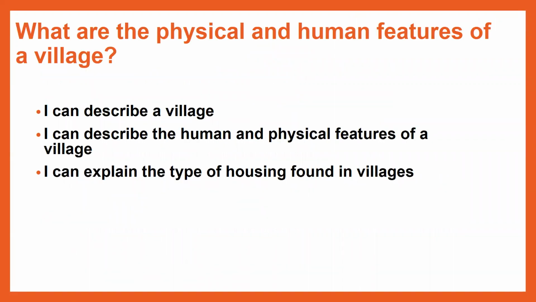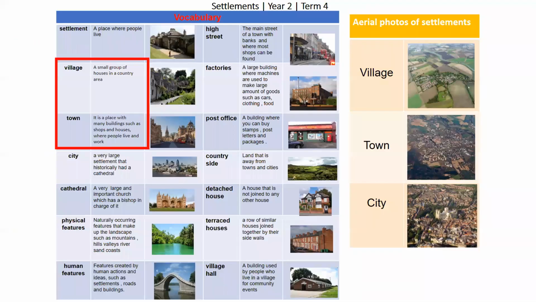So today we're going to be looking at the physical and human features of one of those types of settlements in more detail. So today we're going to be exploring the village. So your success criteria, by the end of the lesson, you'll be able to describe what a village is, describe the human and physical features of a village, and explain the type of housing that might be found in villages and other settlements.